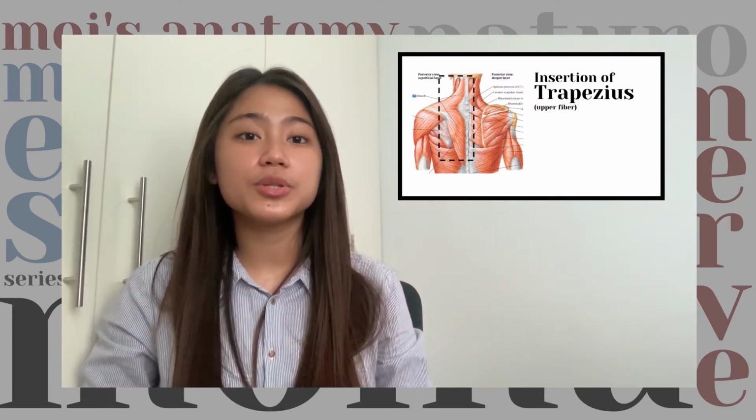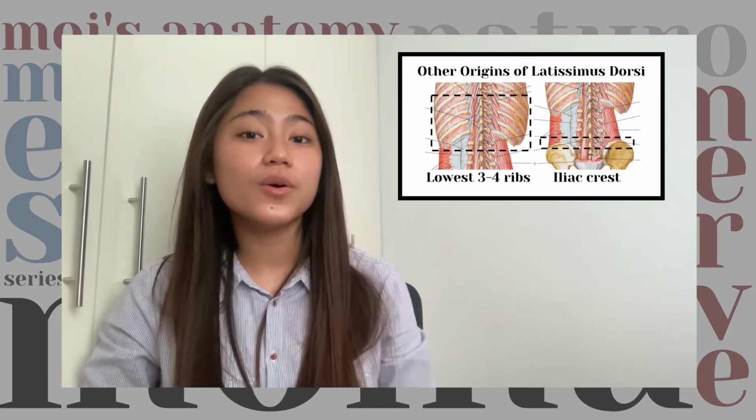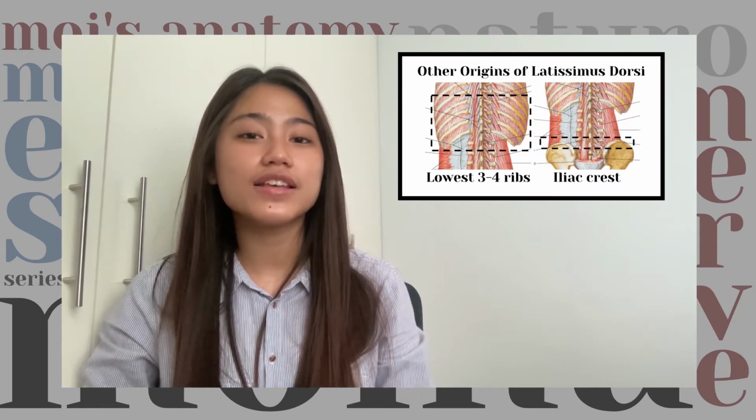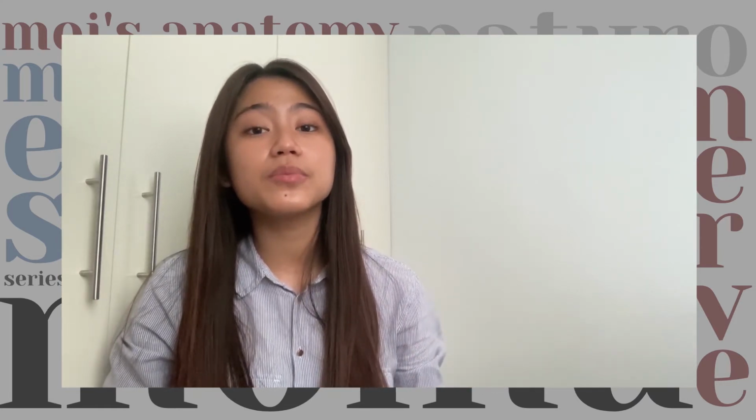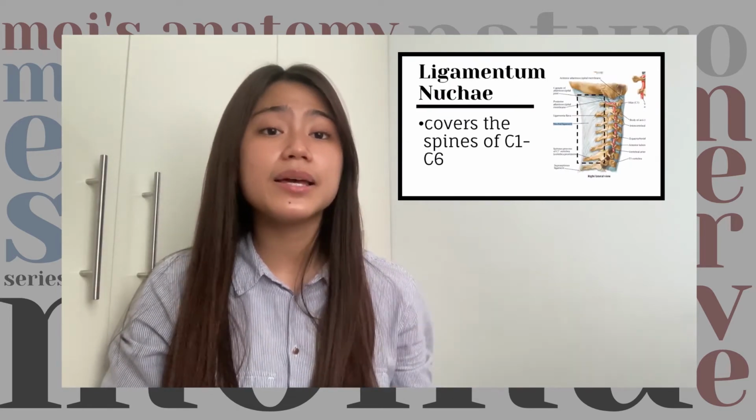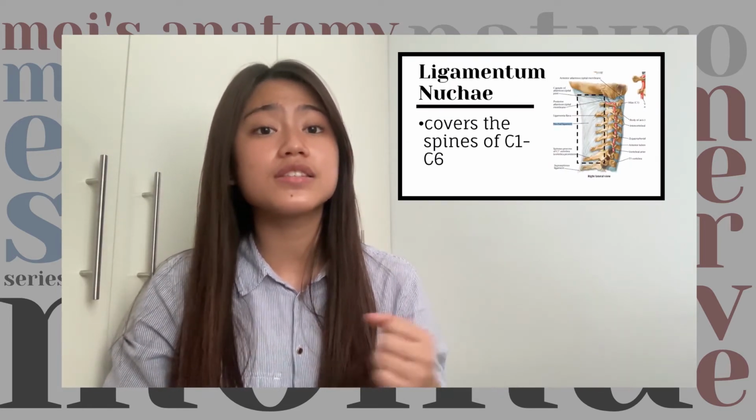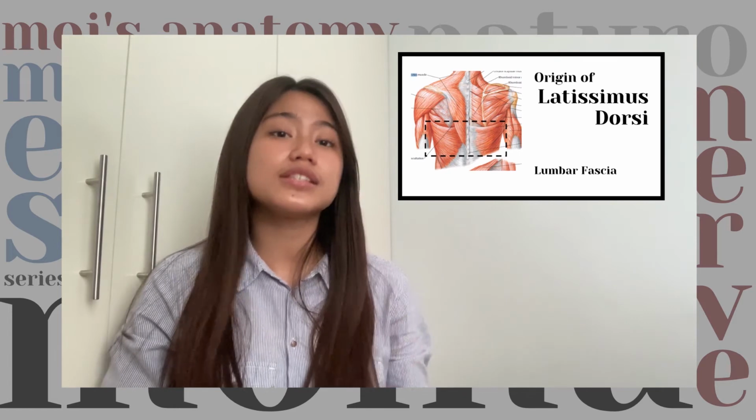Other bony landmarks that should be mentioned are some of the remaining origins of the Latissimus Dorsi, which are the lower 3rd and 4th ribs, and the iliac crest, which is located at the pelvis. Other soft tissue structures that serve as one of the origins of the muscles in this compartment are the ligamentum nuchae and lumbar fascia. The ligamentum nuchae is one of the origins of the trapezius and rhomboid minor. It is a ligament that covers the spines of the 1st to 6th cervical vertebrae, while the lumbar fascia is one of the origins of the Latissimus Dorsi.